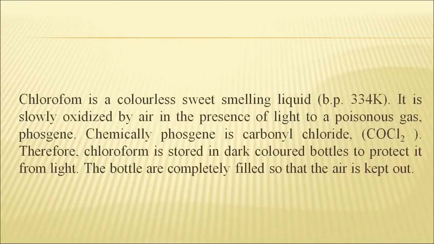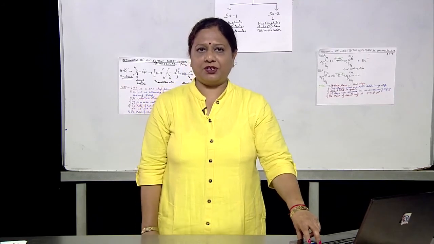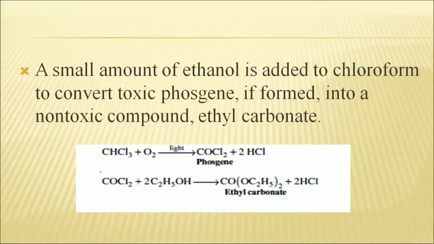Chloroform is a colorless, sweet smelling liquid with a boiling point of 334 Kelvin. It is slowly oxidized by air in presence of light to a poisonous gas called phosgene, whose formula is COCl2. Therefore, chloroform is stored in dark colored bottles to protect it from sunlight. The bottles are completely filled so that the air is kept out. Even a small amount of ethanol, if added to chloroform, will convert toxic phosgene, if formed, into a non-toxic compound, diethyl carbonate. So, you can see the equations below.